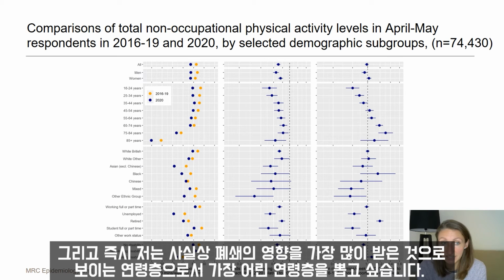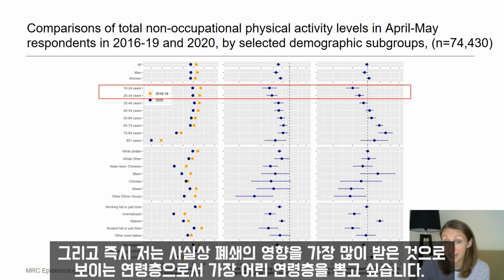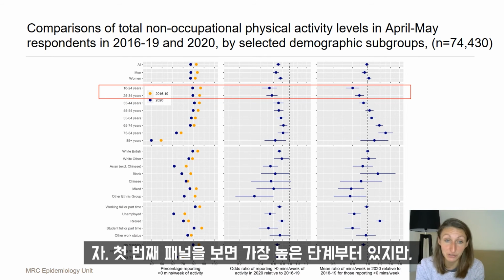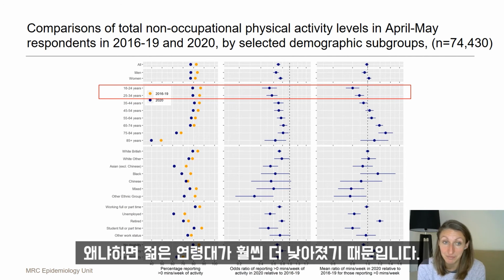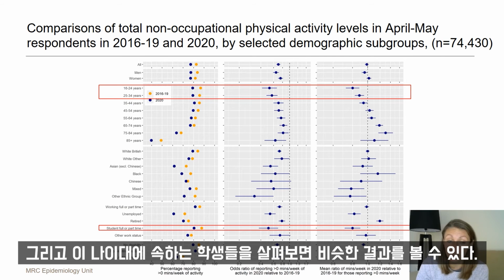And immediately I want to pull out the youngest age groups as being the age groups that actually seem to have been most affected by lockdown. Okay, if we look to the first panel, they have the highest levels to start with, but it seems that it's almost like the inequality between the age groups got normalized in 2020, because the younger age groups were brought down so much more. And if we look to the students who are often in this age category, we see pretty much the same result there.